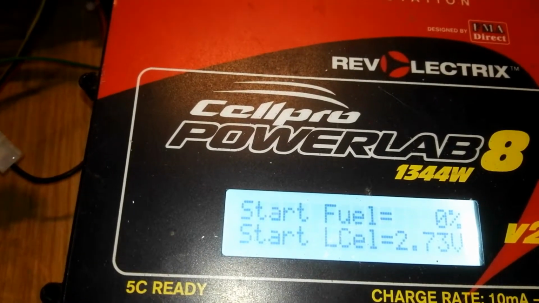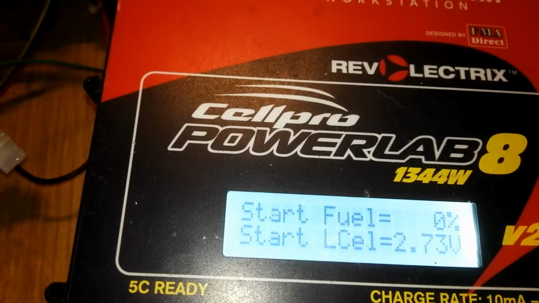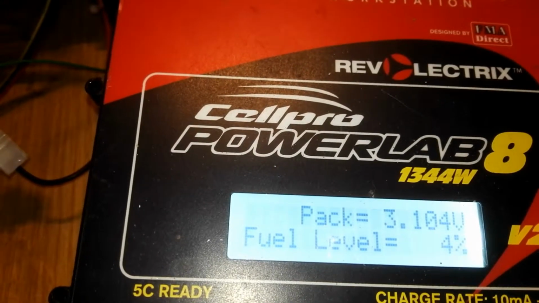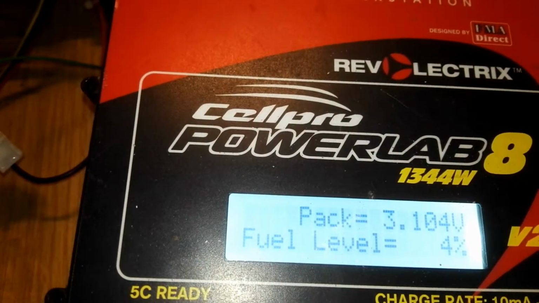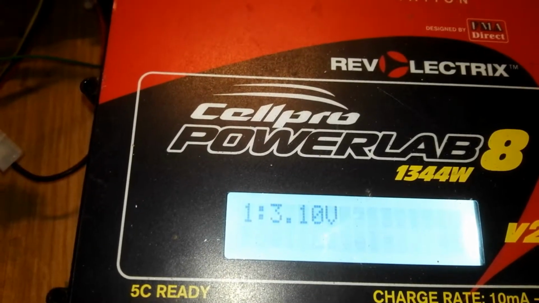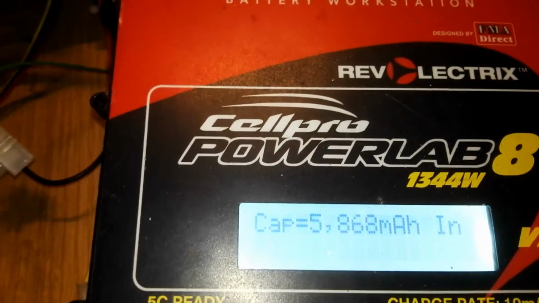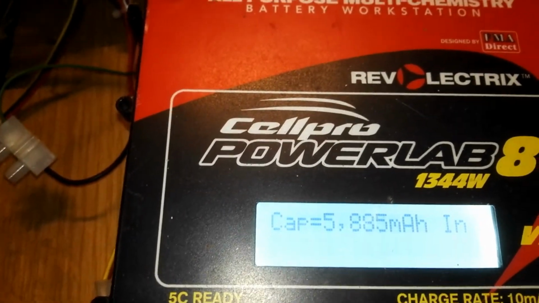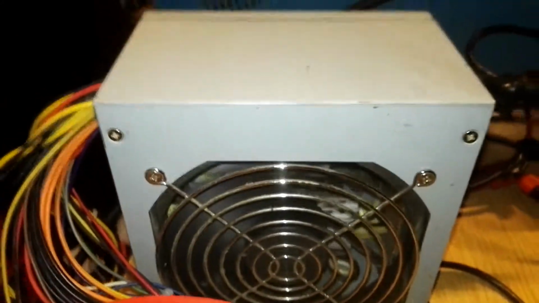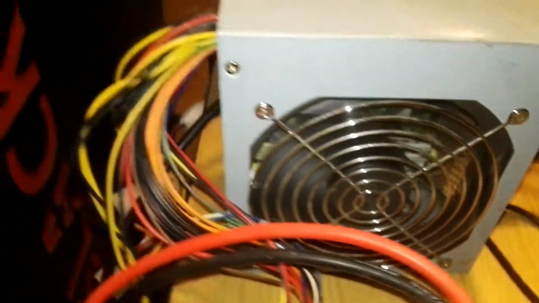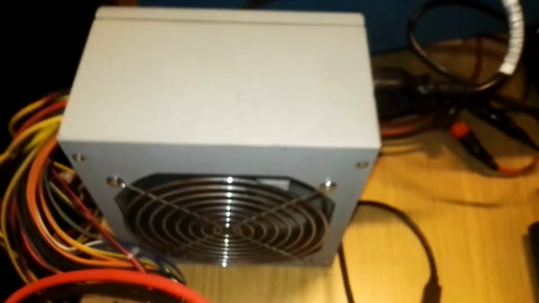I started at 2.73 volts, and now 3.1 volts, 4%. In total, I put 5.89 amp hours into it now. Right now I'm charging from the standard ATX power supply.